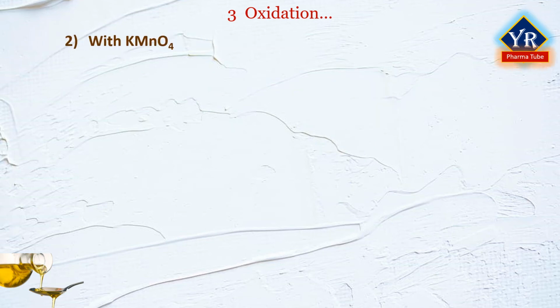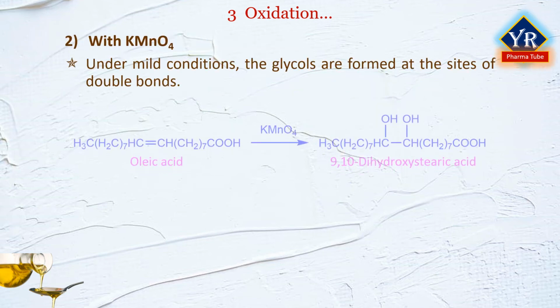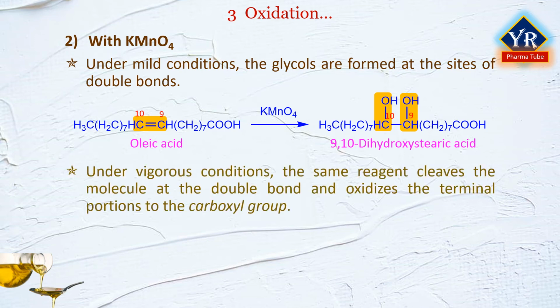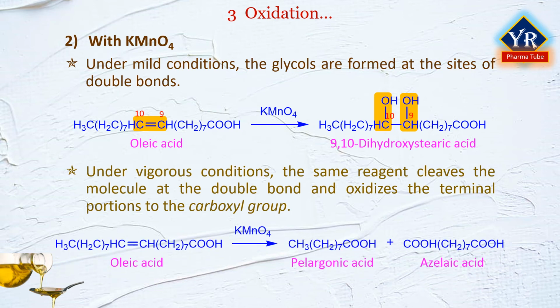Oxidation with potassium permanganate solution. Under mild conditions, glycols are formed at the sites of double bonds. When oleic acid reacts with potassium permanganate, the double bond present in the oleic acid gets oxidized, where the two carbons involved in the double bond get two hydroxyl groups. Under vigorous conditions, the same reagent cleaves the molecule at the double bond and oxidizes the terminal portions to the carboxyl group. Thus, oleic acid gives pelargonic acid and azelaic acid.